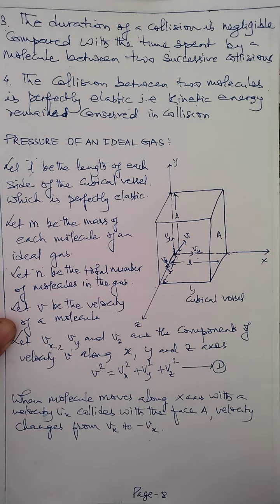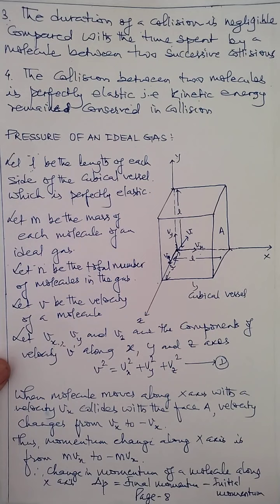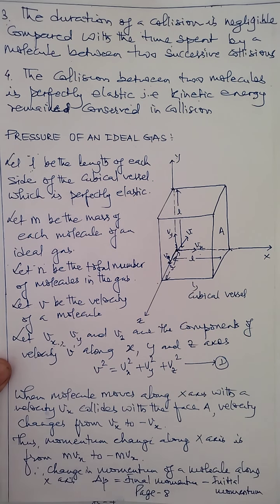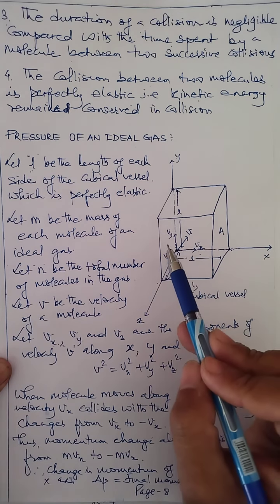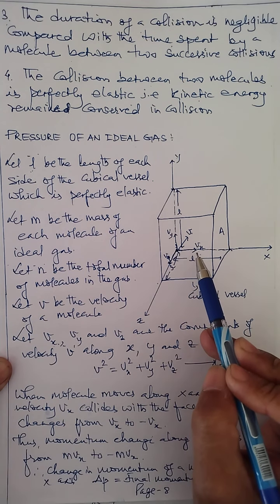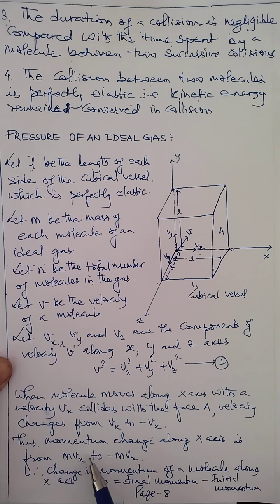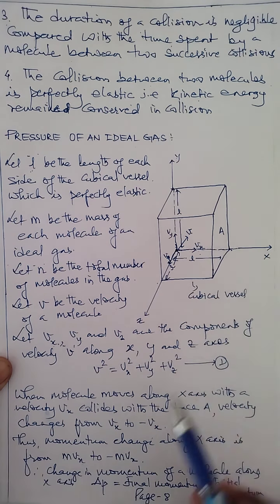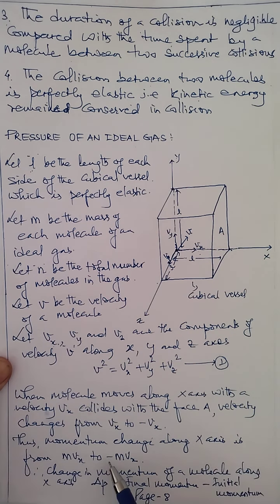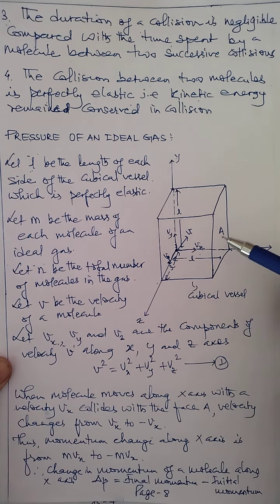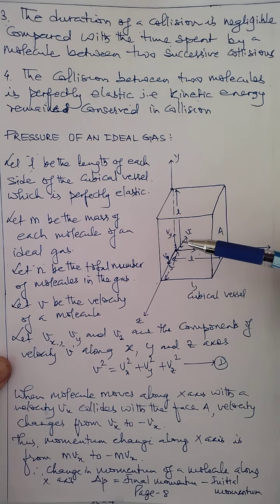So with this change in velocity, what will change also? Momentum will also change. And when we measure momentum change along the x-axis, momentum changes from mbx to minus mbx, because momentum is mass into velocity. Initially the molecule is moving with a velocity bx, having mass m, so the momentum before it collides with this wall is mbx. This is the initial momentum, and it changes to minus mbx, which is the final momentum, because after collision the molecule returns back in this direction with a momentum of minus mbx.